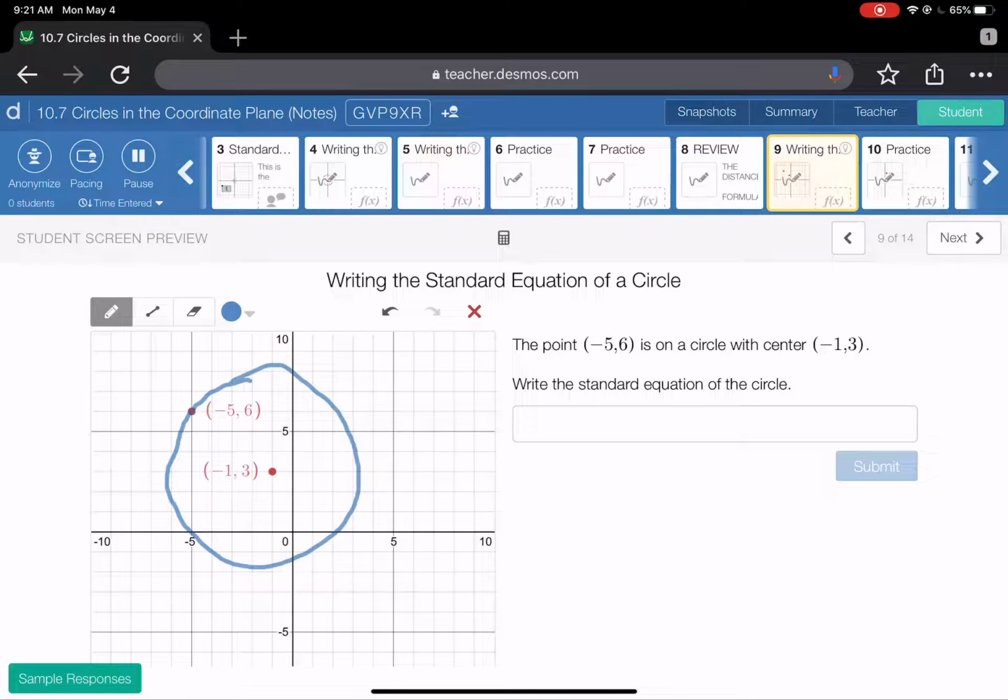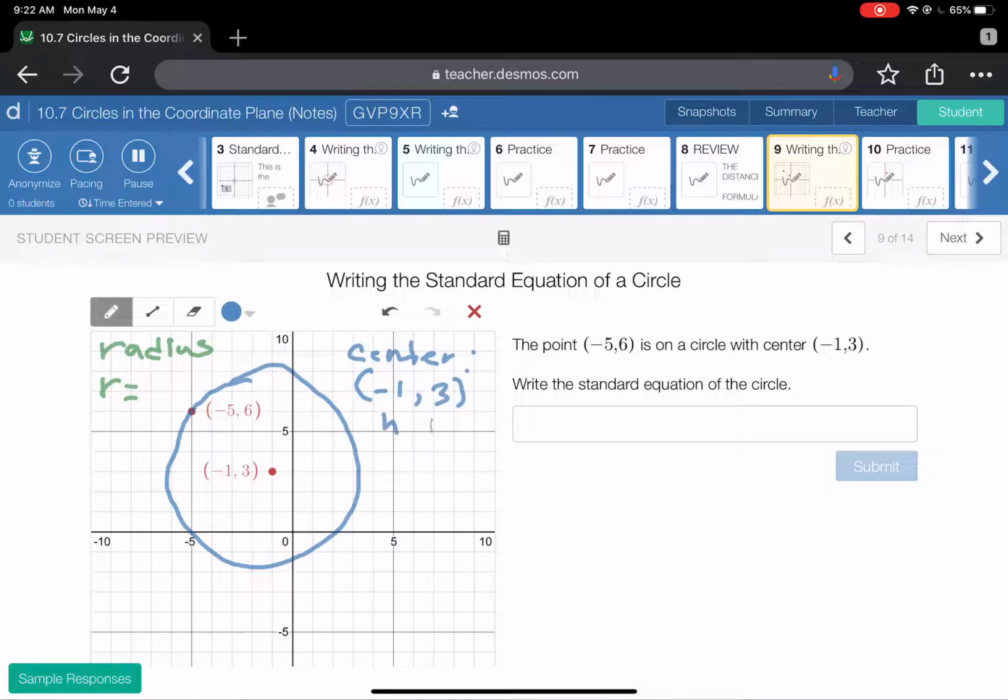But so we have a point (-5, 6) that's on the circle, and the center is located at (-1, 3). So we're going to write a standard equation of a circle. So what we need is the center and the radius, right? So we have the center. The center we know is (-1, 3).